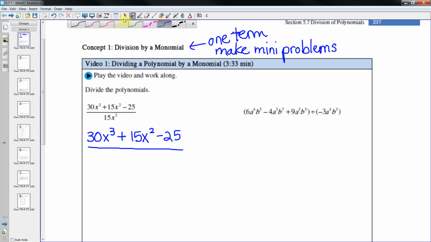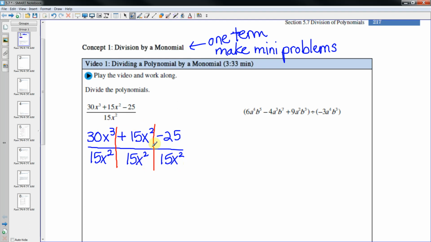In this case, you've got three terms on the top. So I'm going to draw a line in between those terms, and I'm going to make three small mini problems by writing the denominator underneath each one. That way when I do my canceling with my numbers or with my variables, it's easier for me to see what's left over instead of trying to do it one time with the one monomial written there. So I've just made three little mini problems.